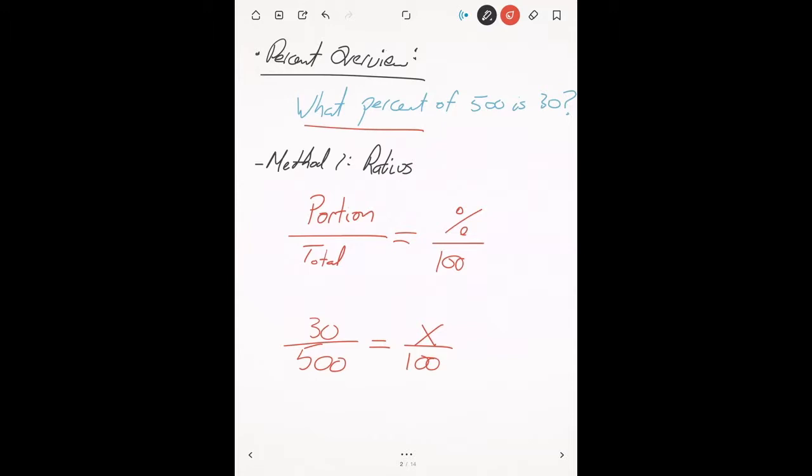Now you could then go ahead and solve this. I would be using the clearing fractions method. You can multiply both sides by 500 over 1. We get 30 equals, let's see, 500 over 100 is 5, so 5x, and 6 equals x. 6% is what 30 out of 500 is. So if I had 500 items and I took 30 of them, I've only taken 6%. That's a rather small quantity. So that's one way you could go about finding a percentage.